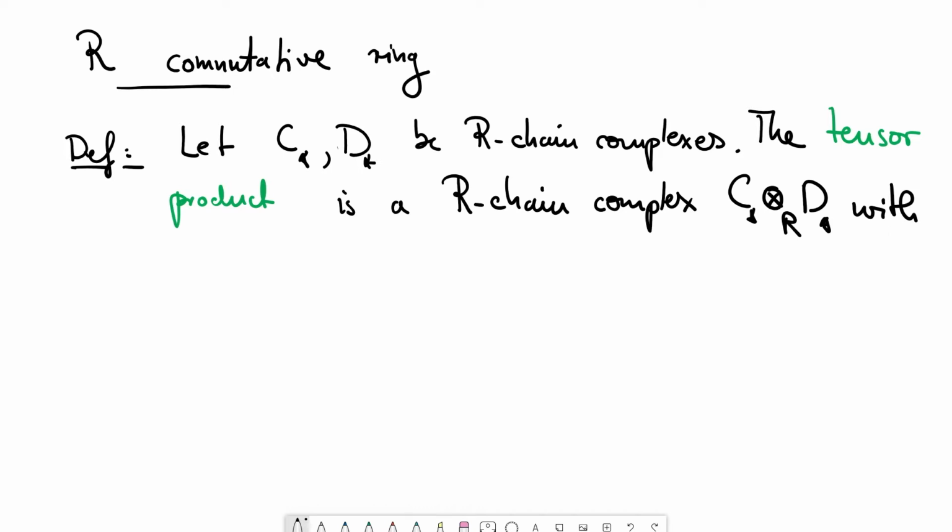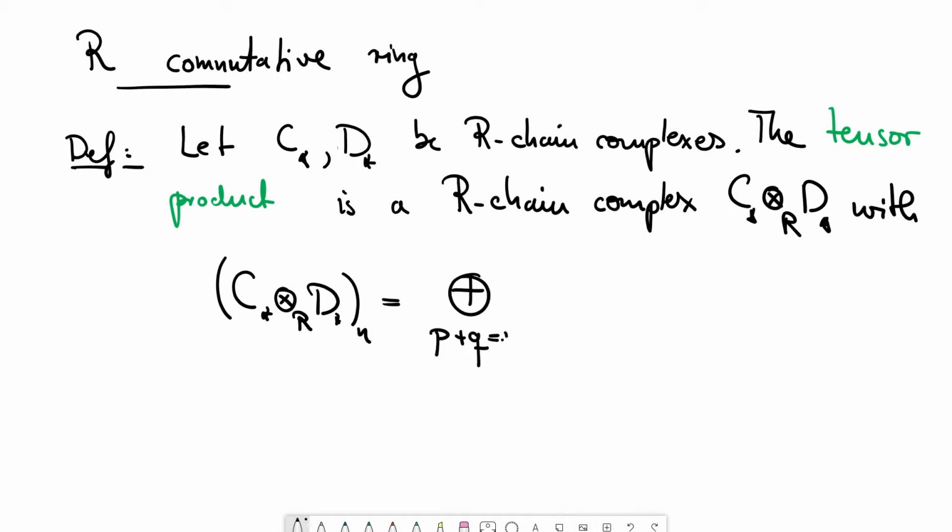that has the following chain modules, so in degree n. This is the direct sum over p plus q equals n of all the modules C_p tensor D_q. And the differentials in this tensor product are declared as follows. So I will give you the differential on the elementary tensors.